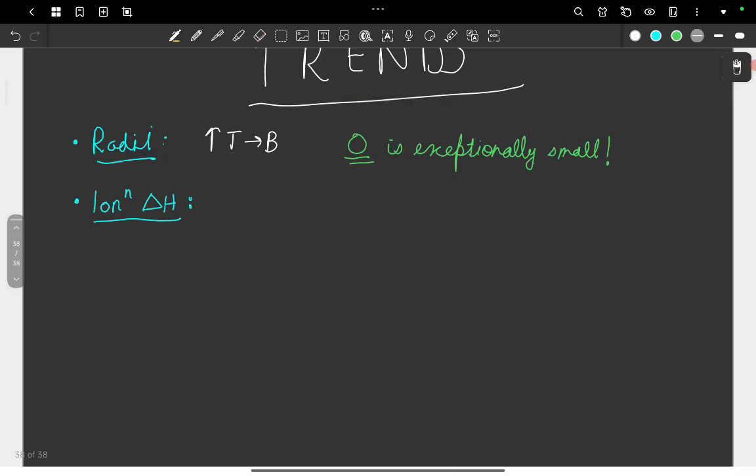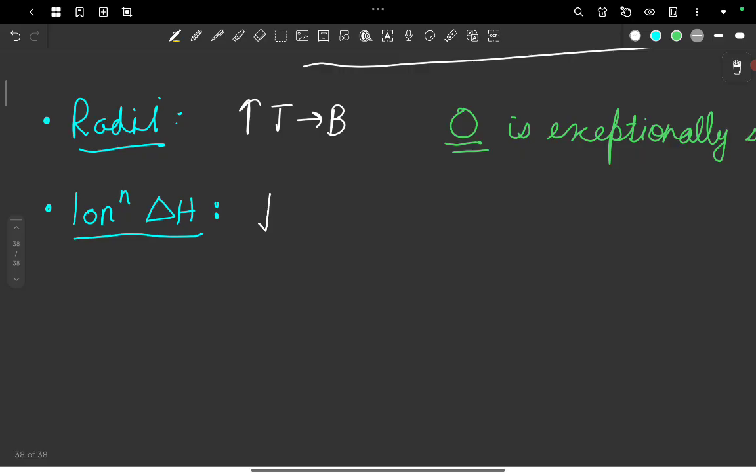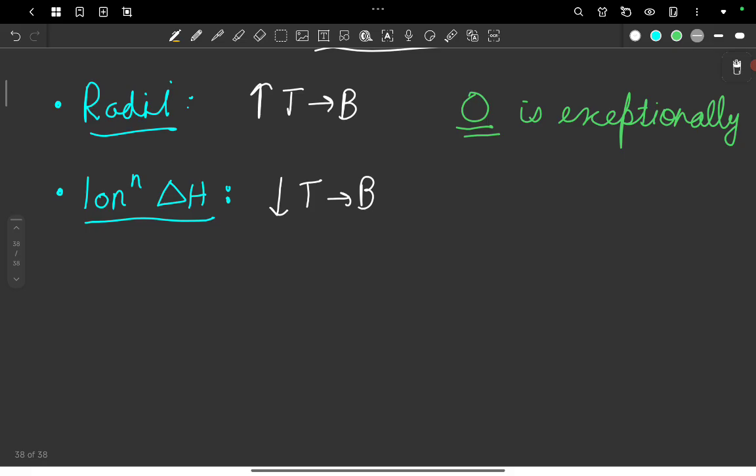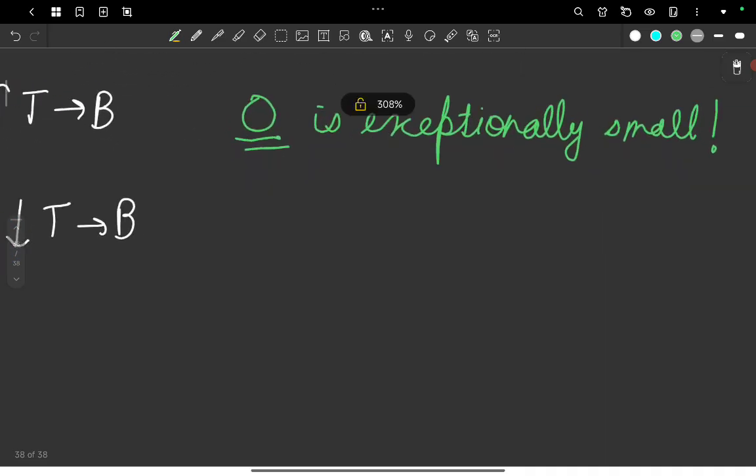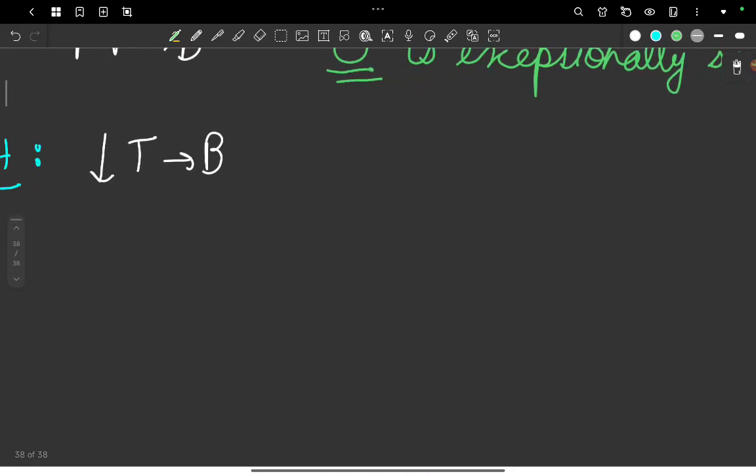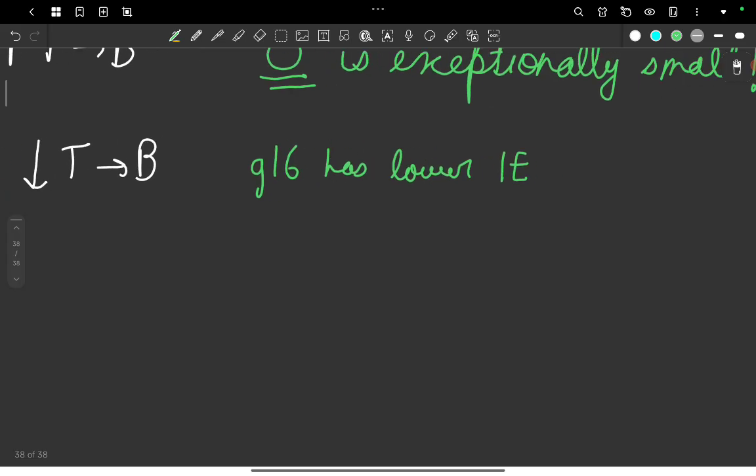The ionization energy decreases as you go from top to bottom. Why does it decrease? Because the number of shells increases. Basically the influence of the nucleus on the outermost shell, which we call the effective nuclear charge, decreases, and hence we need to provide lower energy to remove the outermost electron. And one another fact that the NCERT mentions is that group 16, or G16, has lower ionization enthalpy than G15. Why is that?